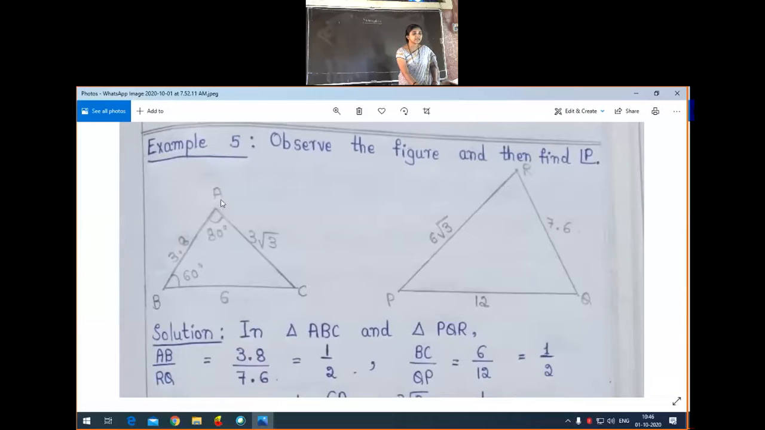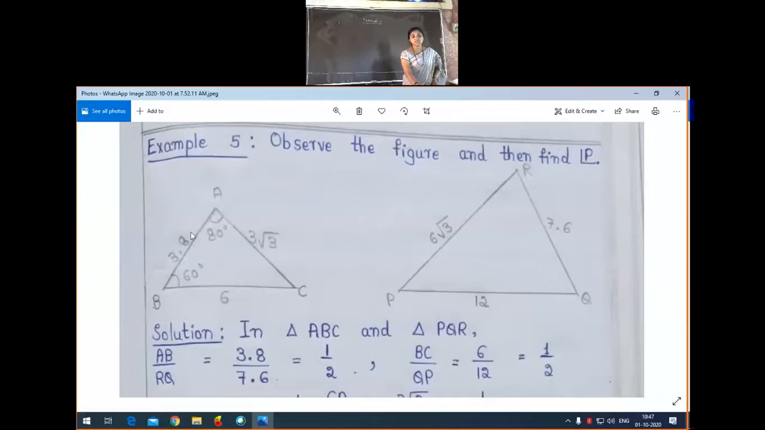Here, what is the data given? AB is 3.8, AC is 3.3, BC is 6. In this triangle, PR is 6 root 3, then RQ is 7.6, then PQ is equal to 12. In the first triangle, all three sides' measurements are given, and in the second triangle also all three sides' measurements are given. Next, here angle A is 80 degrees, angle B is 60 degrees. Only this triangle's angle measurements are given, but all the sides' measurements are given.